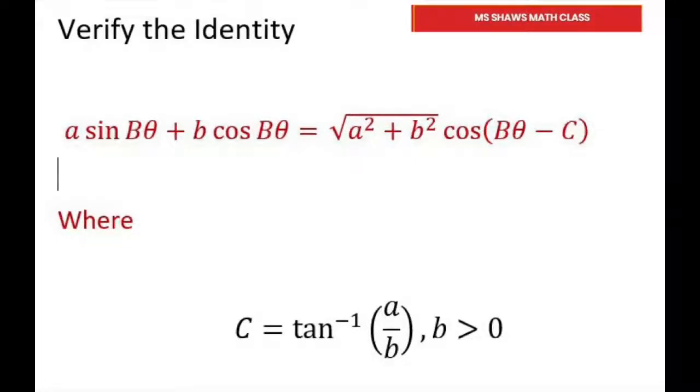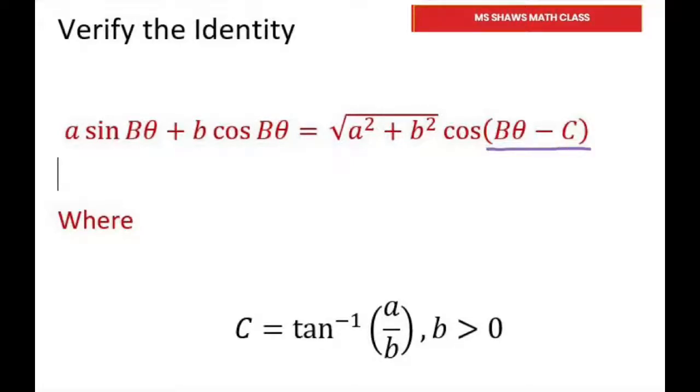Hi everyone, we're going to verify this identity: a sine of b times theta plus b cosine of b times theta equals the square root of a squared plus b squared times cosine of b theta minus c.